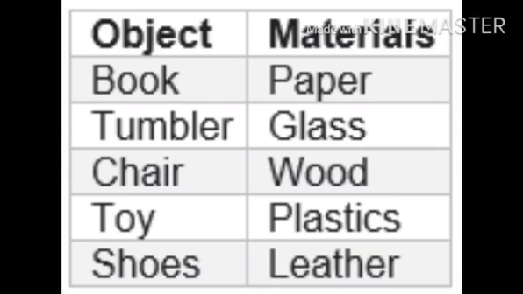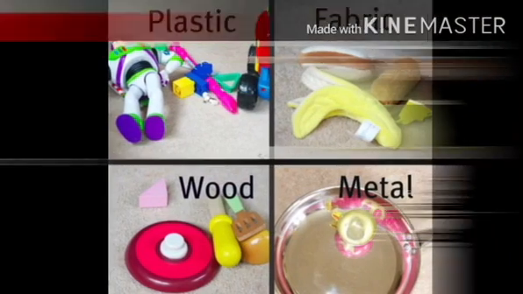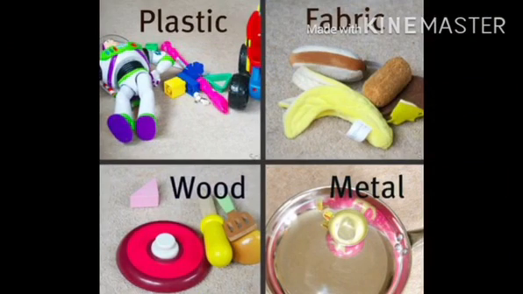See, a toy is an object, but the material required for making toys may be plastic, metal, wood, etc. So plastic, metal and wood are the materials. Same like shoes. Shoes are made up of leather. So leather is a material which is used to make shoes. Now see, plastic, fabric, wood, metals are materials. Let us first understand about material.